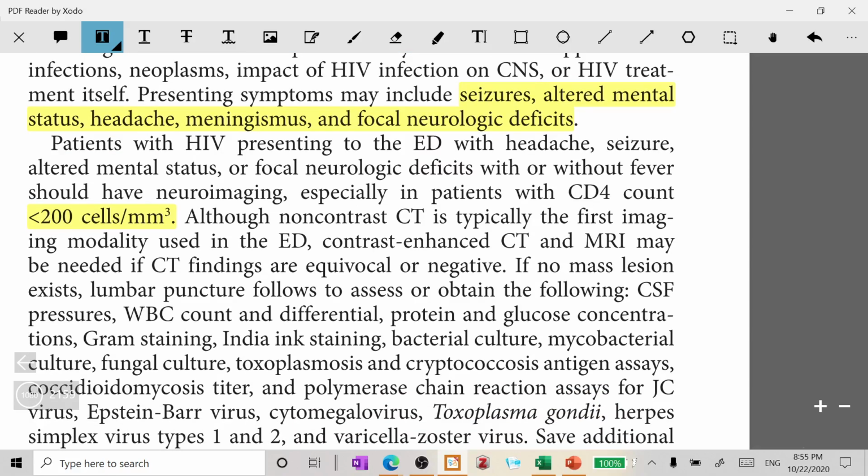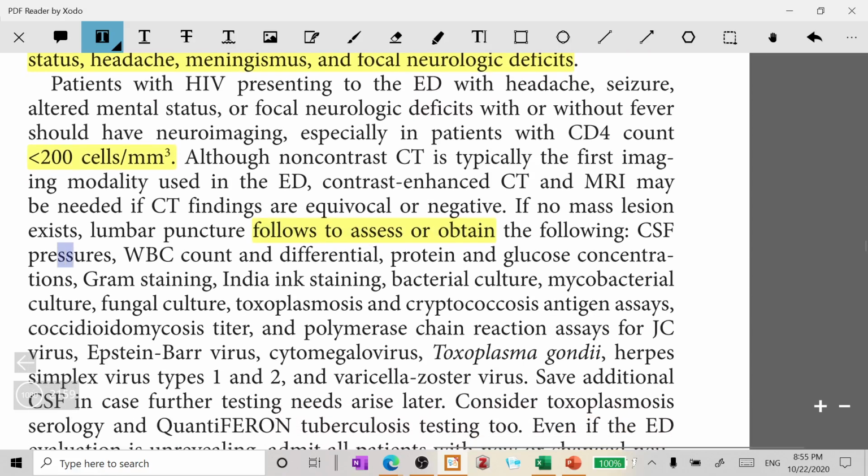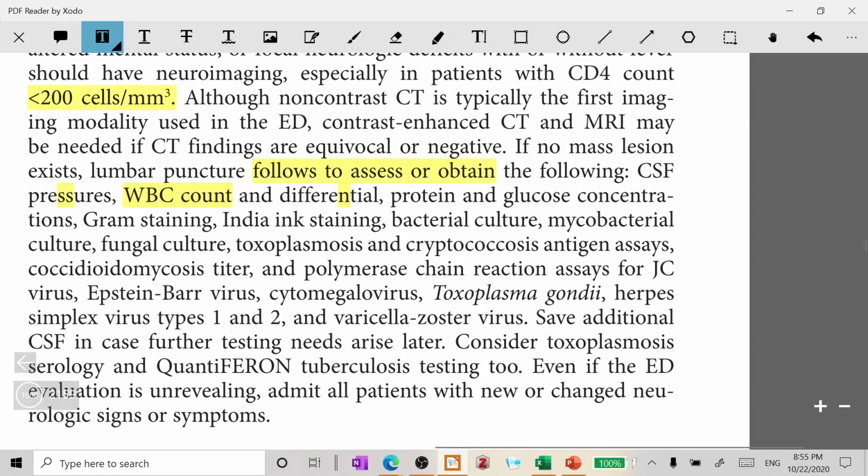If no mass lesion exists, lumbar puncture follows to obtain the following: CSF pressures, WBC counts, differentials, protein, glucose concentration, Gram staining, India ink staining, bacterial culture, mycobacterial and fungal culture, toxoplasmosis and cryptococcosis antigens, coccidioidomycosis titers, and polymerase chain reaction assays for JC virus, Epstein-Barr virus, cytomegalovirus, Toxoplasma gondii, herpes simplex HSV 1 and 2, and varicella zoster.